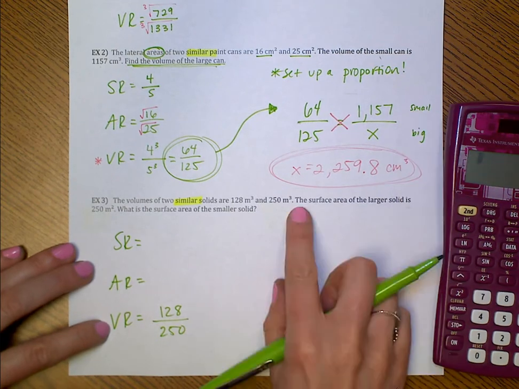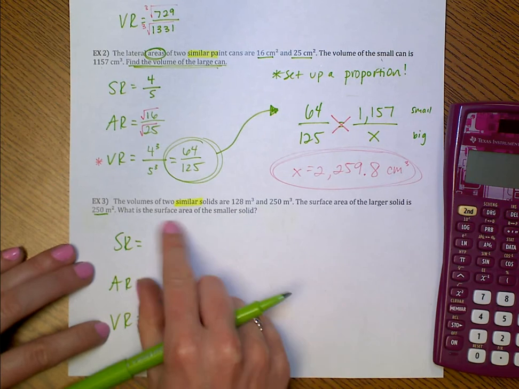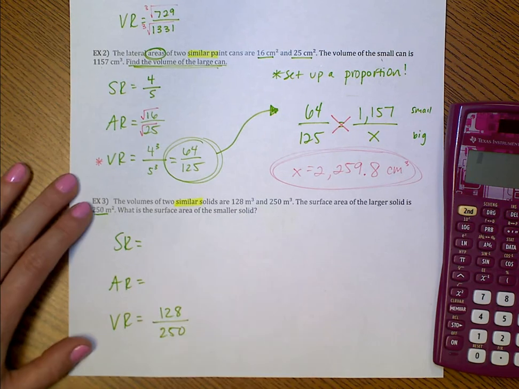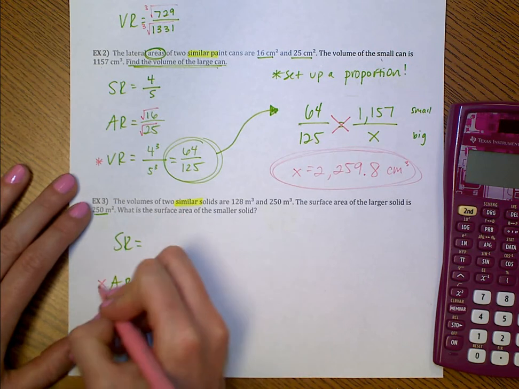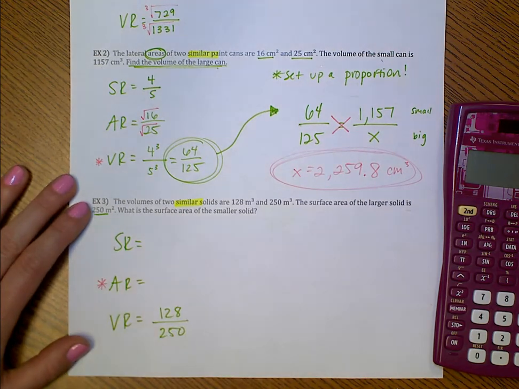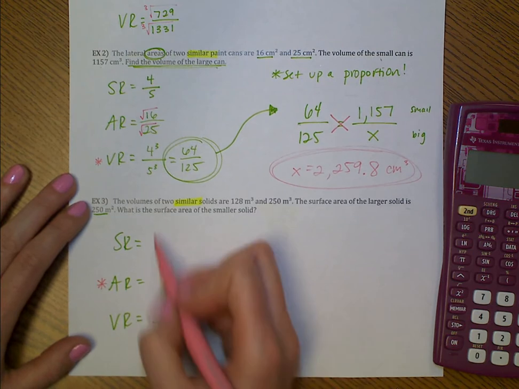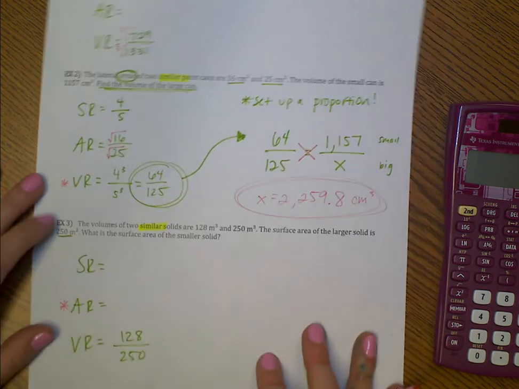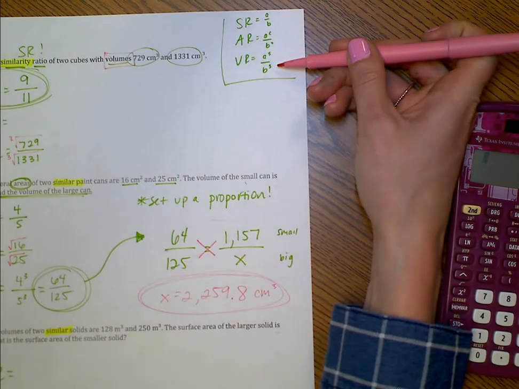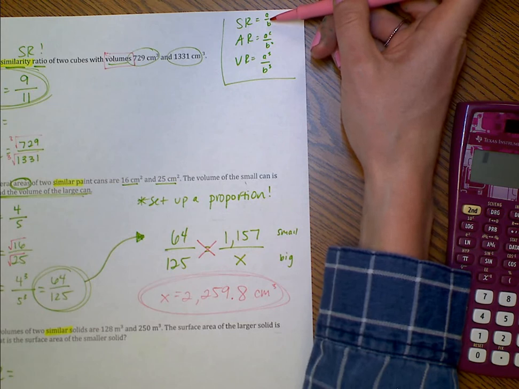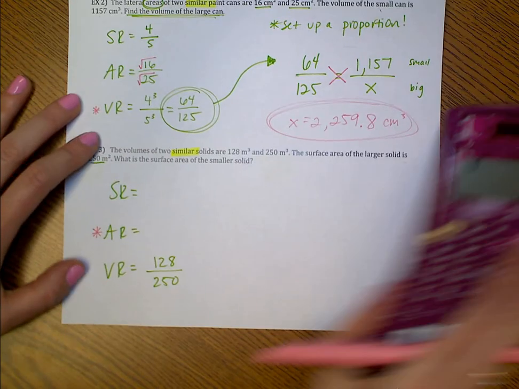The surface area of the larger solid is 250. I want to find the surface area of the small solid. If you want to find a missing surface area, you need the area ratio. You're going to use that in your proportion, but I've got to fill in these other ratios before I can do that. Okay, so we're at the bottom at a cubed over b cubed. You always got to jump back up to the top to get the similarity first.